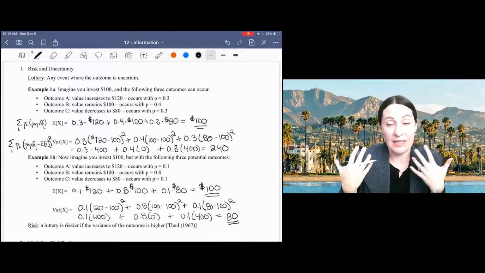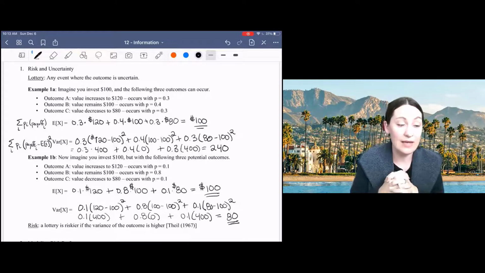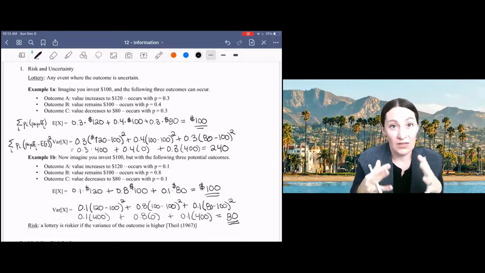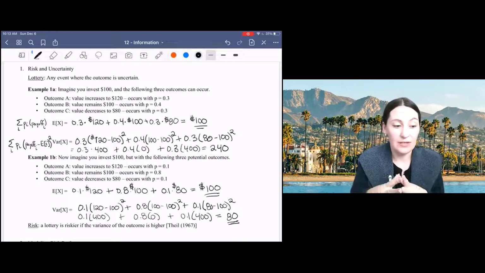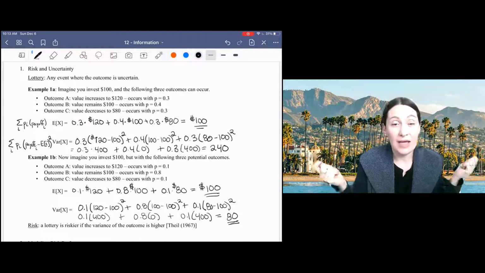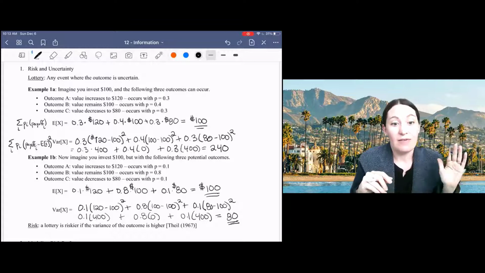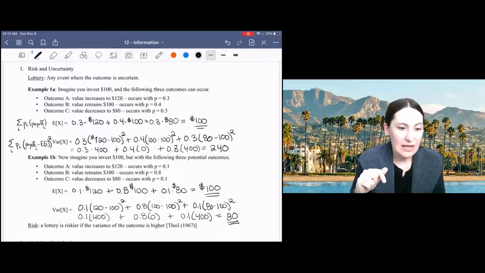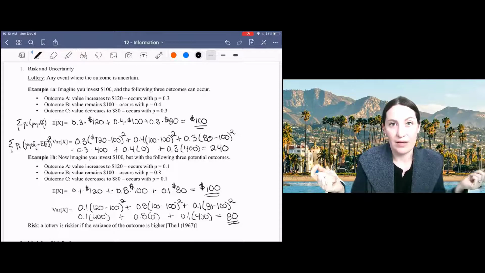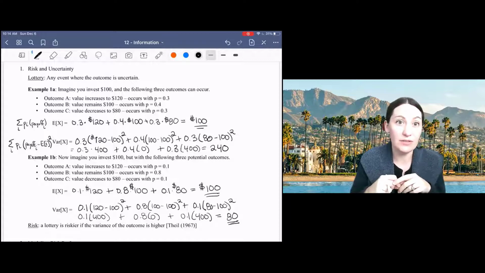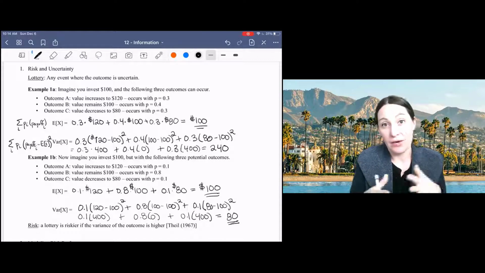And this is the way that we think about risk in economics. So we are going to define risk as related specifically to the variance of the lottery. So if the lottery has a larger variance, then we would say that that lottery is riskier. The outcomes are more uncertain than a lottery with lower variance. So here, the lottery in 1A, right, is riskier than the lottery in 1B in that the outcomes far from the mean have a higher probability of occurring. So there's more uncertainty in the actual outcome of that investment.